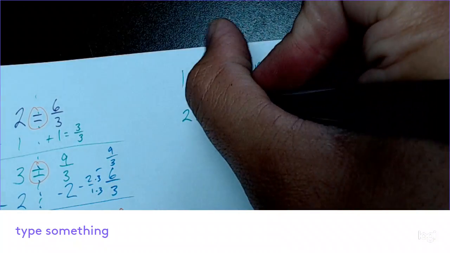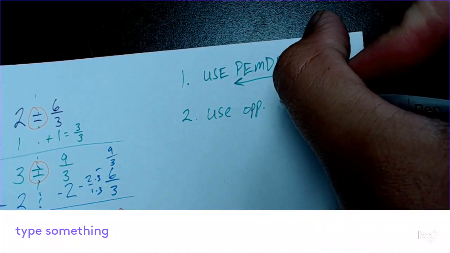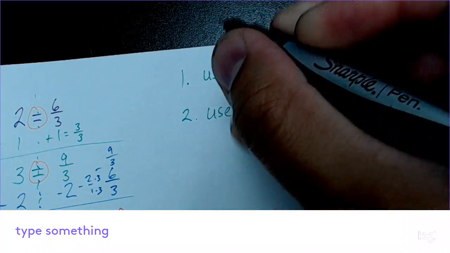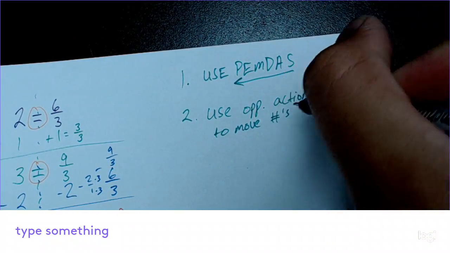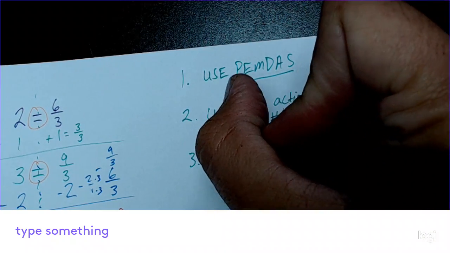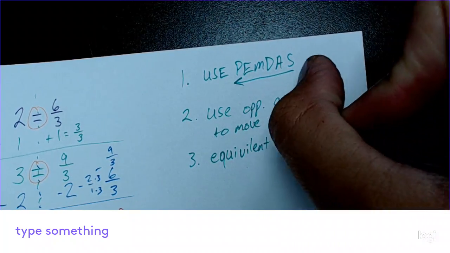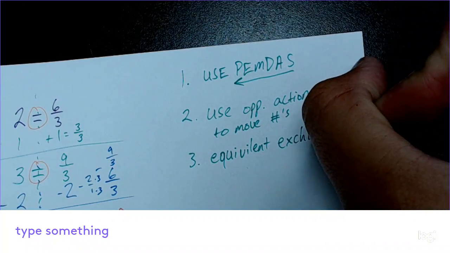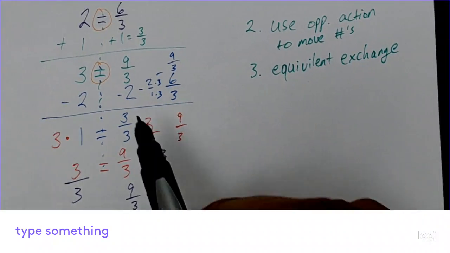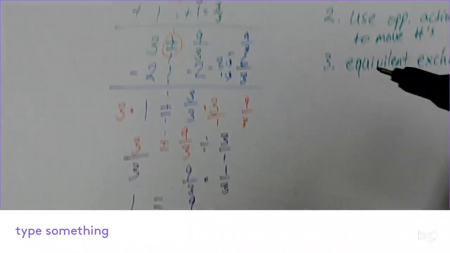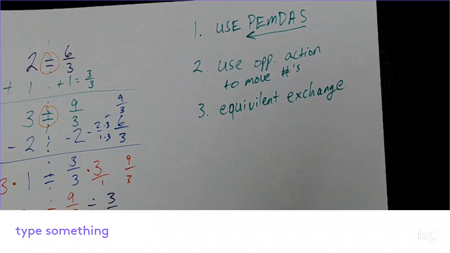Rule 2 is we are going to use the opposite action to move numbers. And the third rule is equivalent exchange, which means if I do something to one side of the problem, I must do it to the other, so that way it remains an equation, right? And equivalent exchange is more or less what you see in all 4 of these rules. Now, let's do an example problem, use these 3 rules, and solve it.